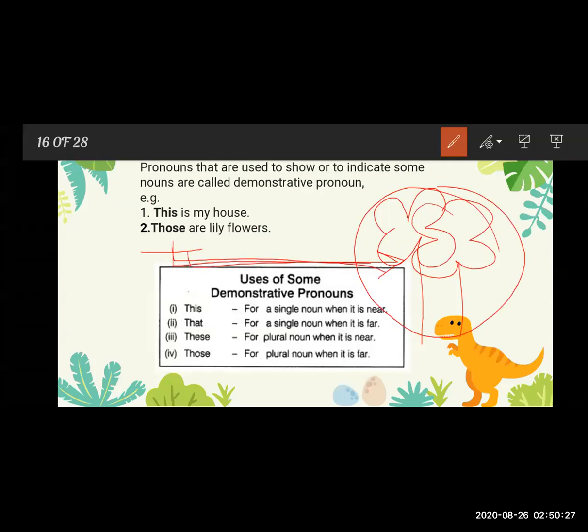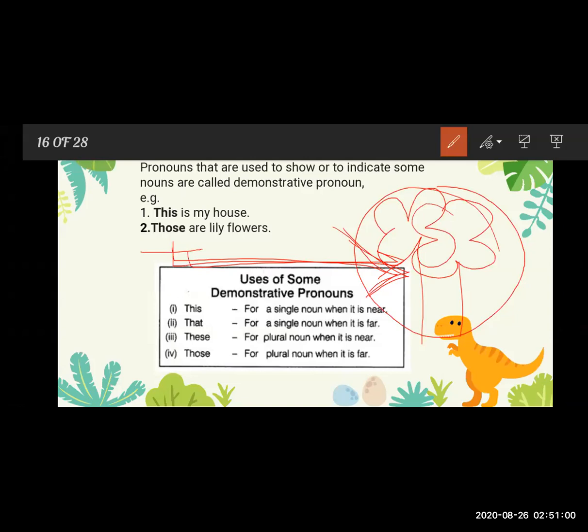Here we have to show the specification, the particular thing: which flower? Only lily flowers, not roses. Those are lily flowers. So when we have to show or indicate some particular noun, at that time we use the demonstrative pronoun.